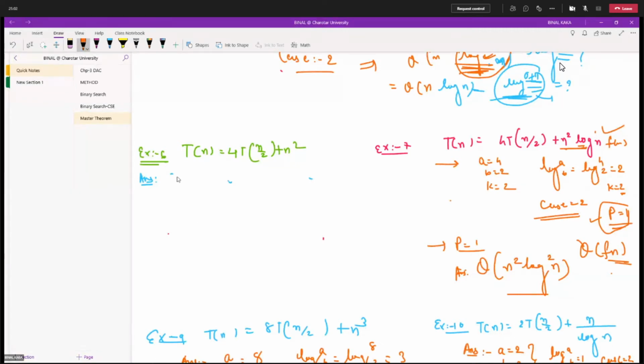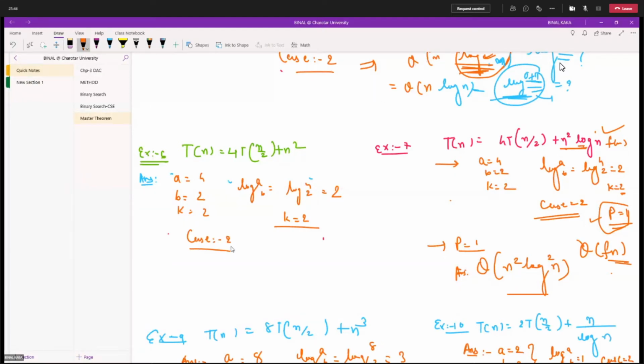Yes, ma'am. Okay, tell me what is the A value over here? A is 4. What is the B value? B value is 2. And the K value? K is 2. Okay. So log A base B, log 4 base 2. What is the value? What is the K value? Which condition is satisfied over here?